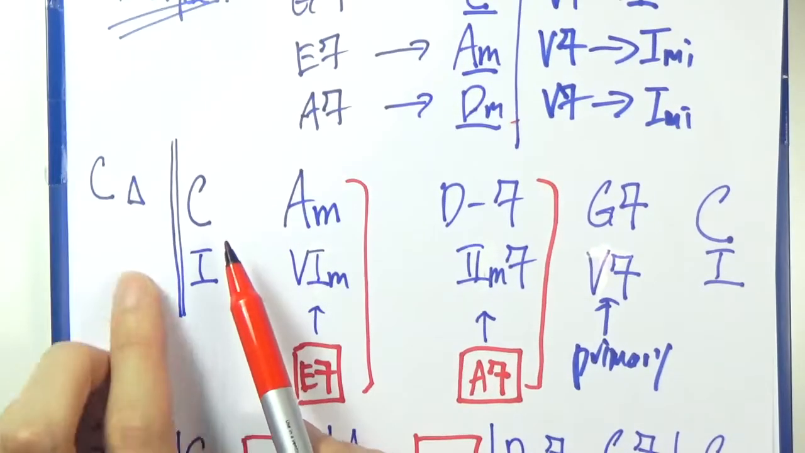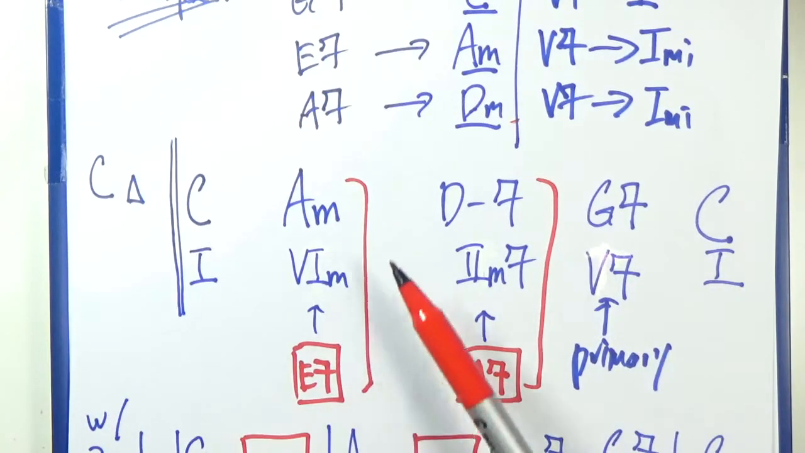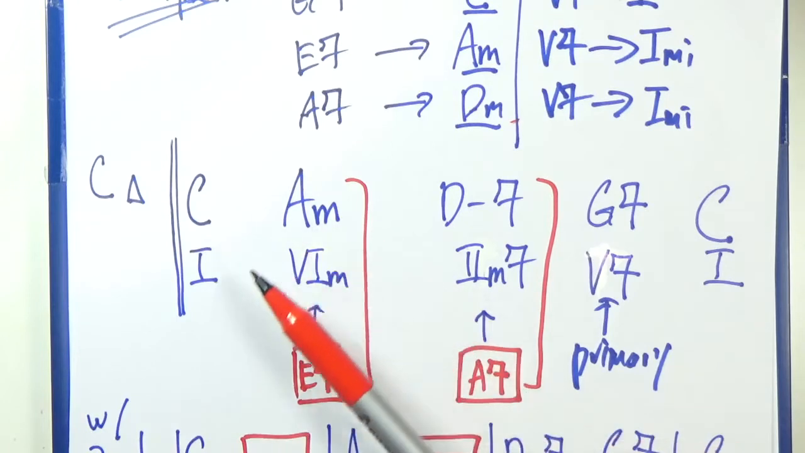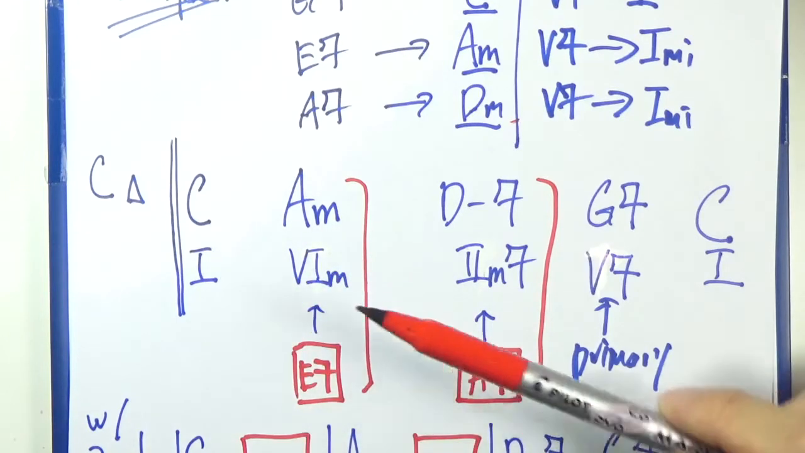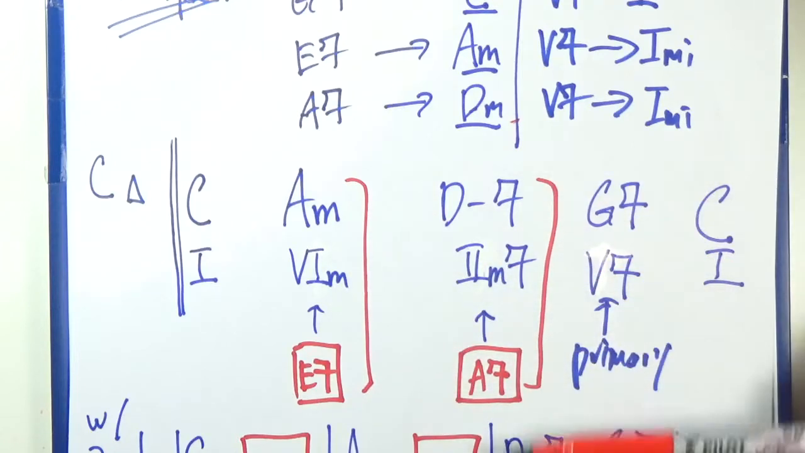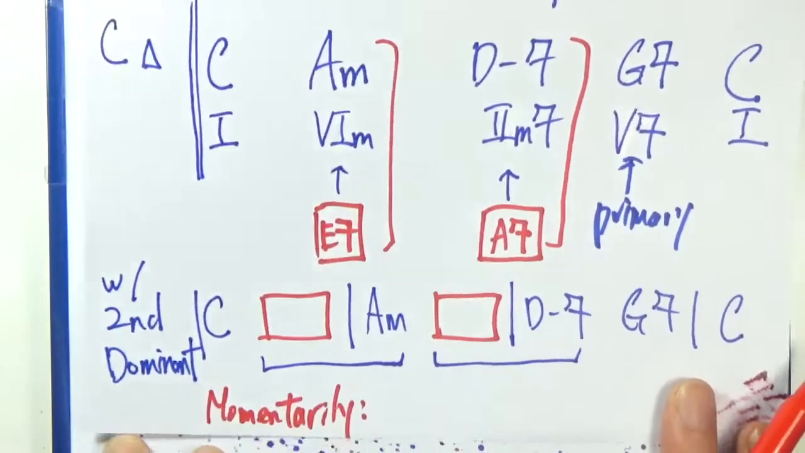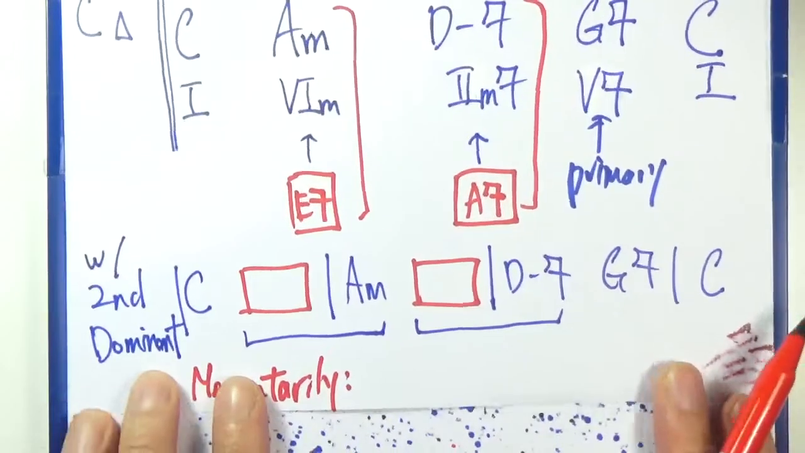We have C major as our global key center, and then we have these local, smaller key centers. For example, here we are temporarily, momentarily in A minor, and then here we're in D minor momentarily.